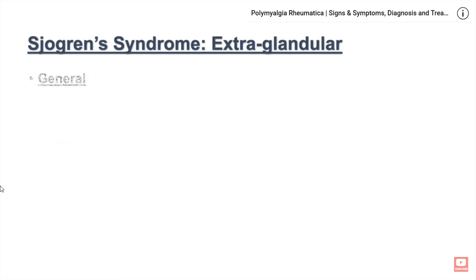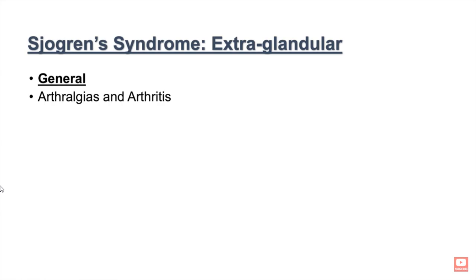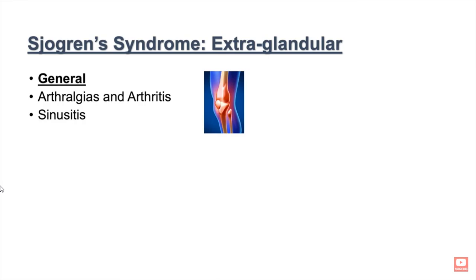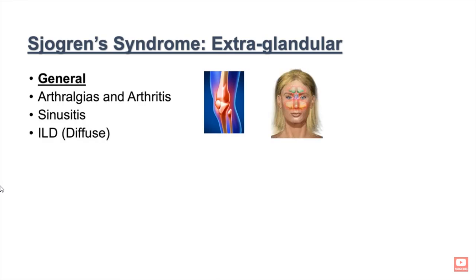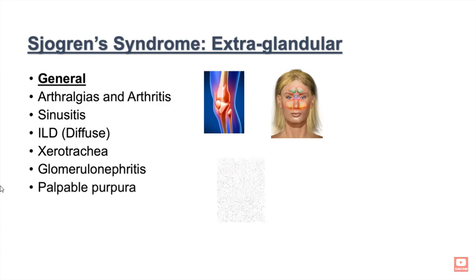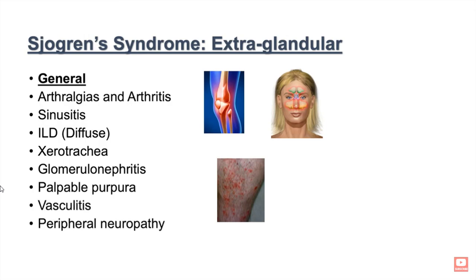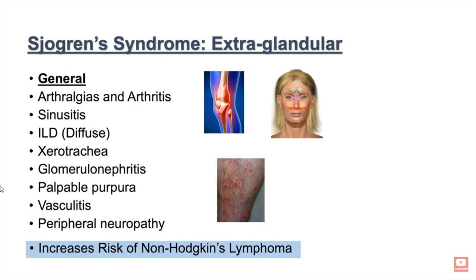The extraglandular manifestations include arthritis. That would be the third symptom in our triad of Sjogren's symptoms. But it can also include other symptoms, such as interstitial lung disease. There's also an increased risk for glomerulonephritis. What can also occur as an extraglandular manifestation of Sjogren's? Vascular disease and peripheral neuropathy. And having Sjogren's increases the risk of lymphoma.